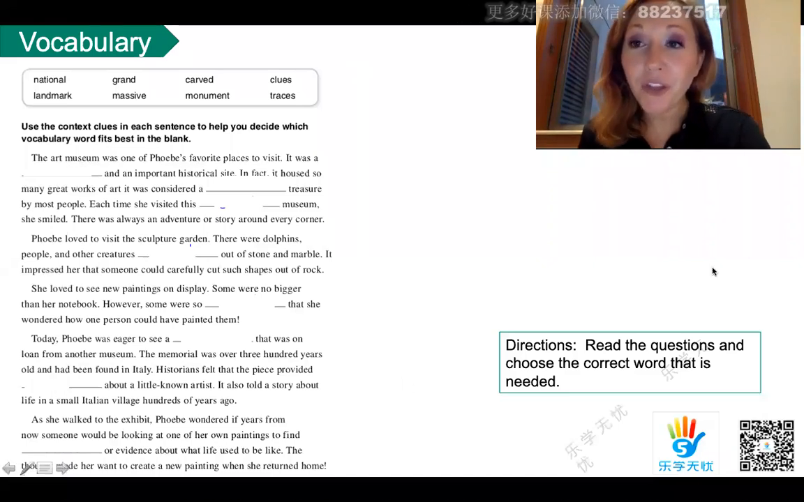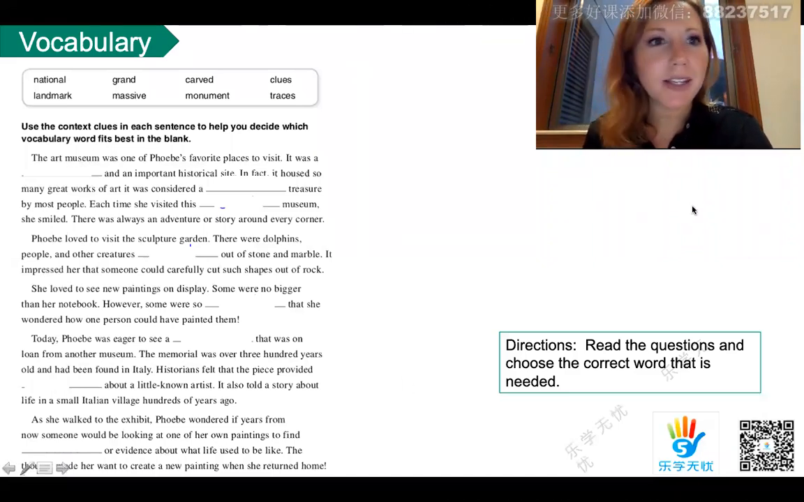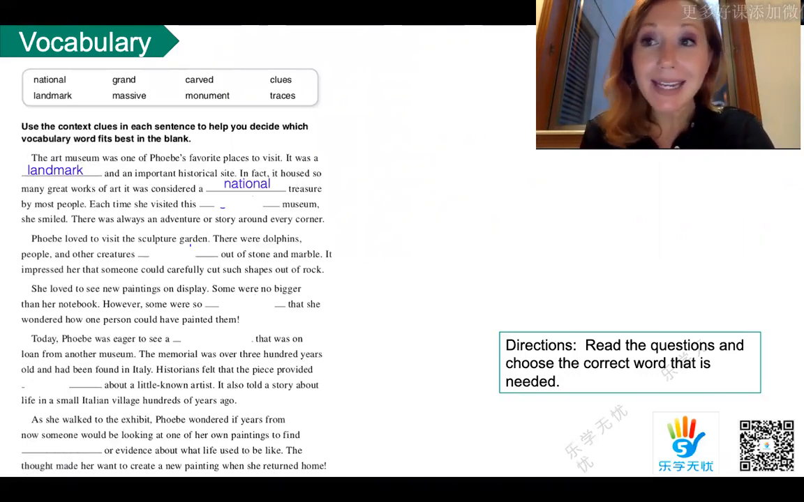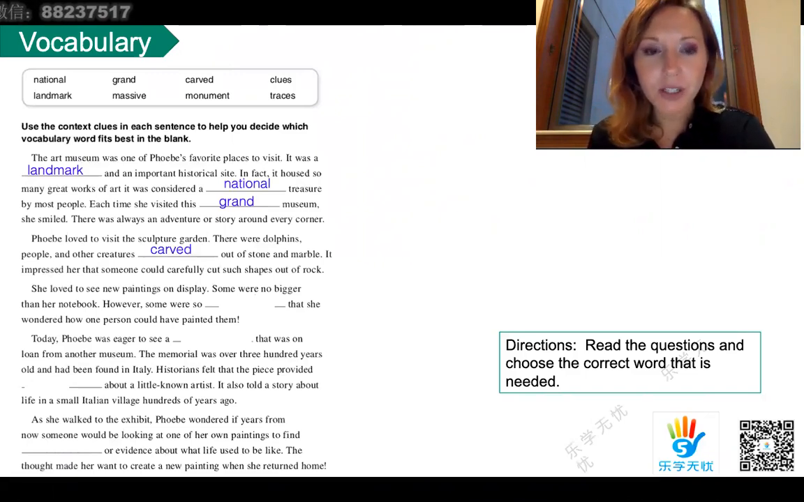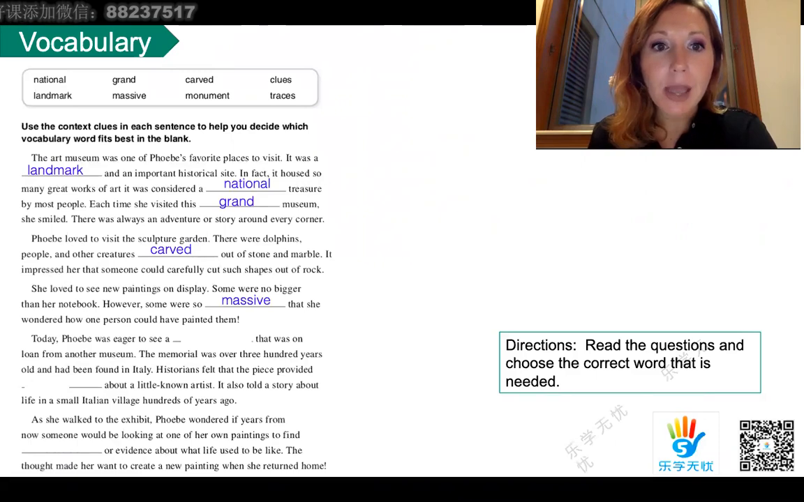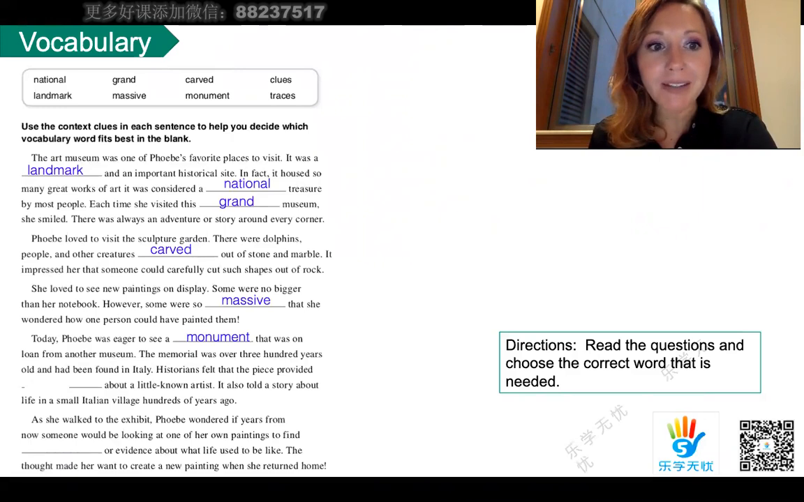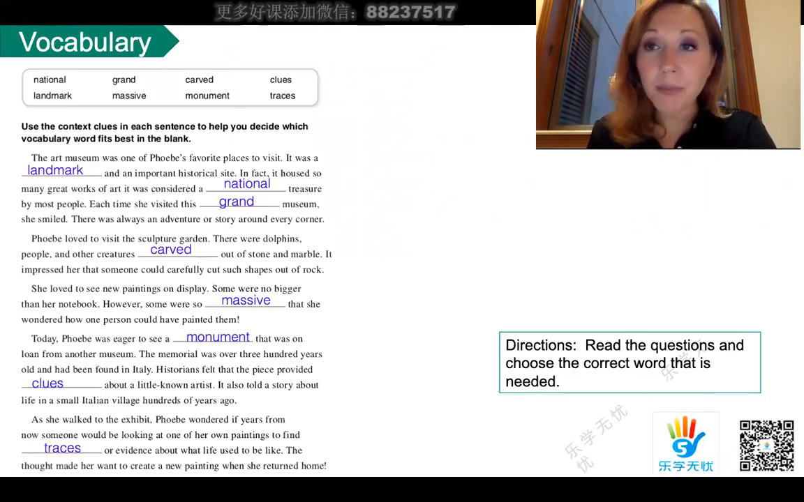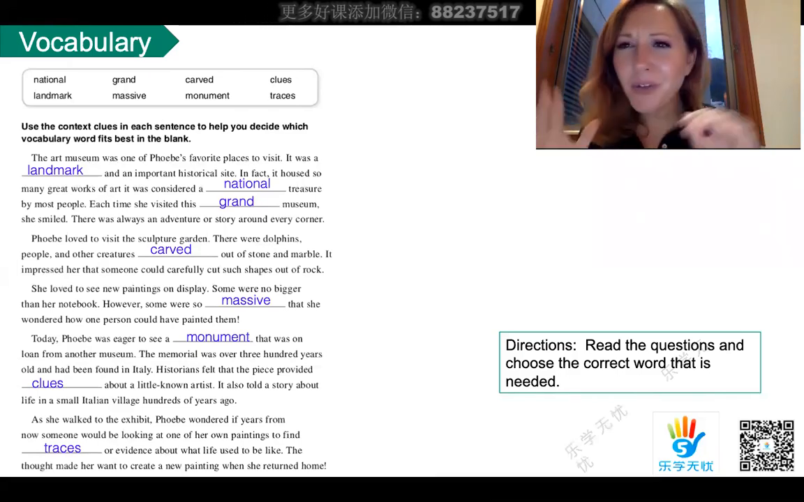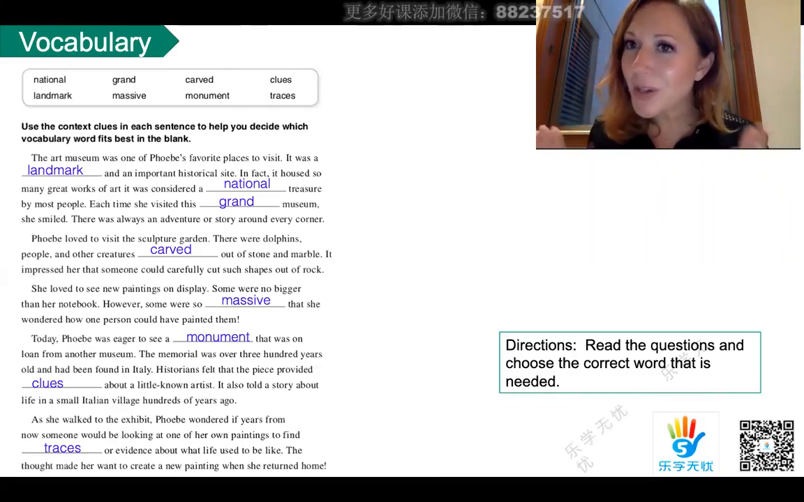Okay, here we go for the answers. So number 1 is landmark. Number 2, national. Number 3, grand. Number 4, carved. Number 5, massive. Number 6, monument. Number 7, clues. And number 8, traces. Now, if you didn't get them all correct, that's okay.